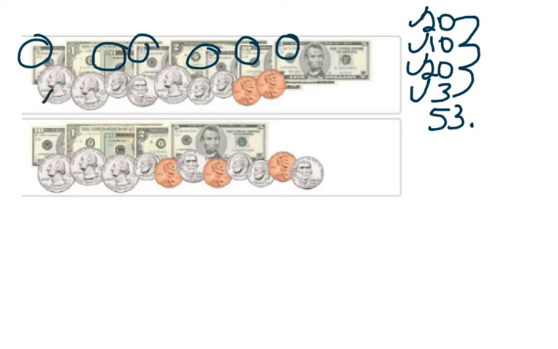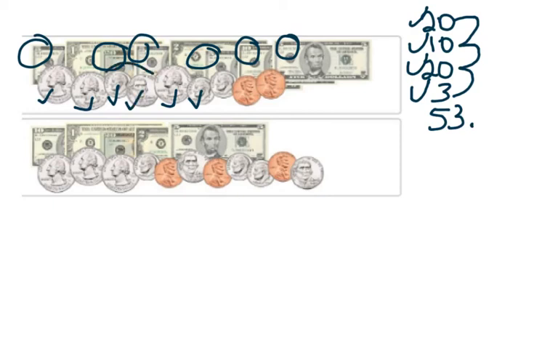I have 1, 2, 3 quarters. So that's those 3 quarters is 75 cents. And then I have 85 cents, 95 cents, and so I can round it out to $1. That's what I look for.